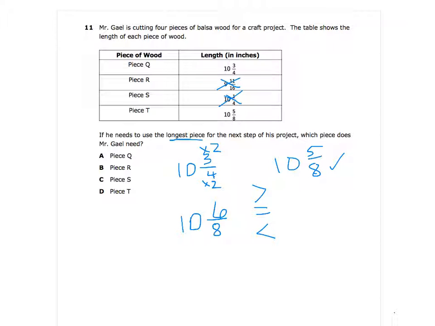So 10 and 6/8 is greater than. So that would make it the biggest piece. And that belongs to piece Q. So the correct answer is A, piece Q.